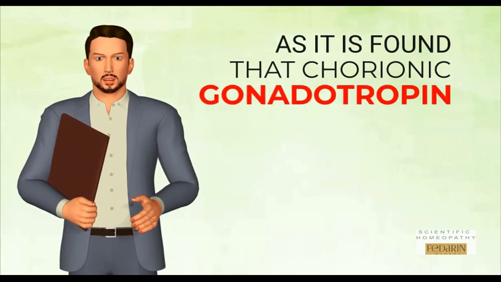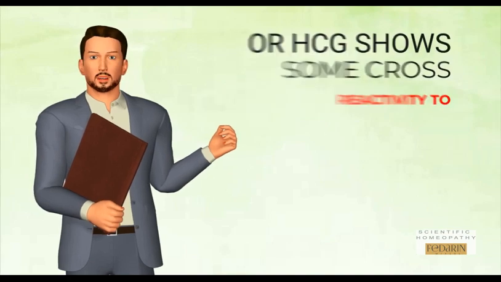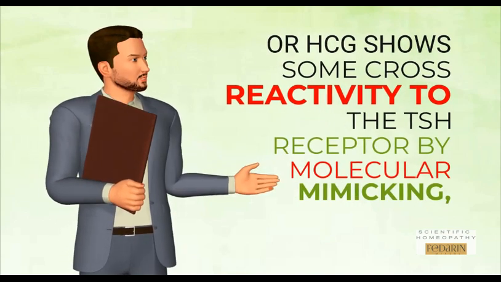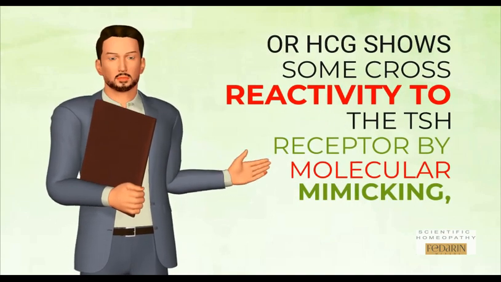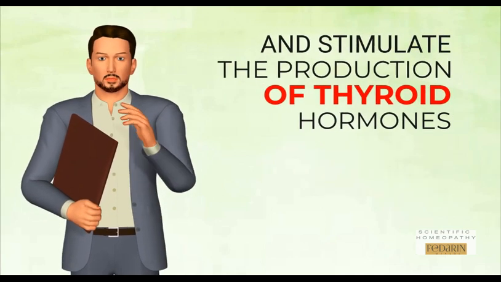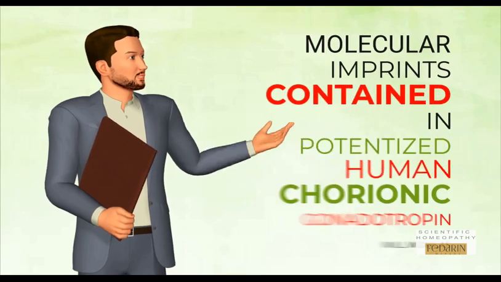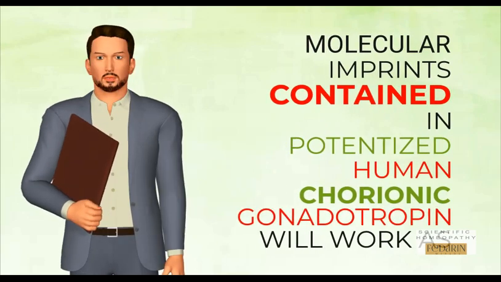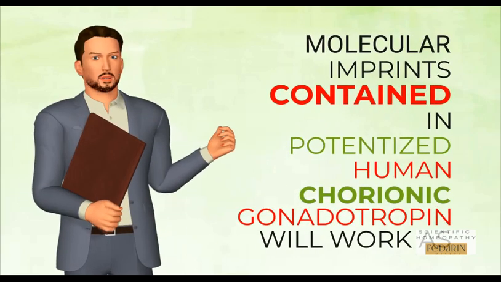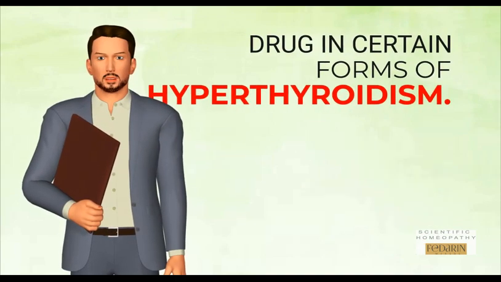As it is found that chorionic gonadotropin or HCG shows some cross-reactivity to the TSH receptor by molecular mimicking, and stimulates the production of thyroid hormones, molecular imprints contained in potentized human chorionic gonadotropin will work as an effective drug in certain forms of hypothyroidism.